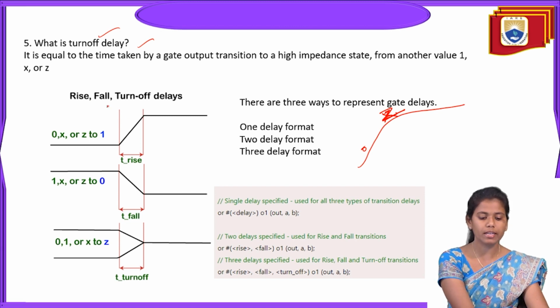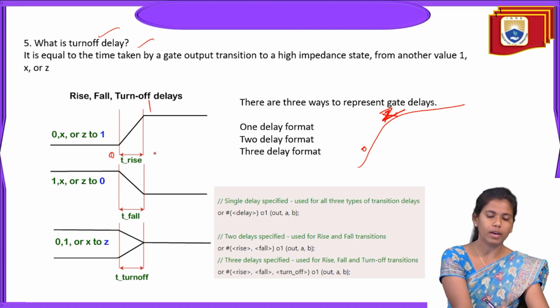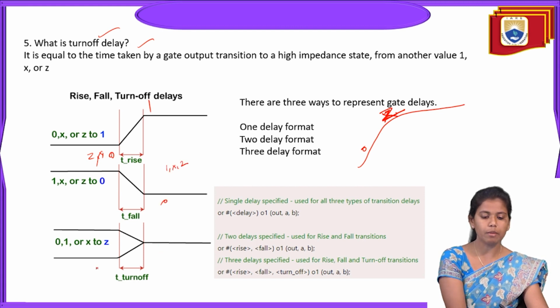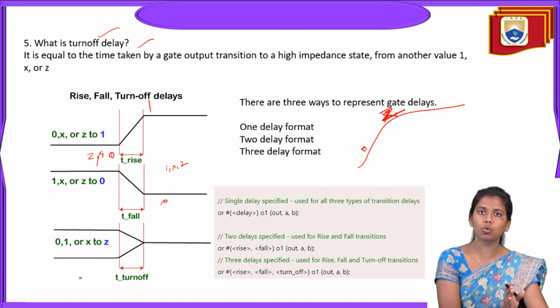If you observe here, this is the rise time, T rise. It is taking its position from 0 to 1. It can take it from 0, X or Z. And this is the fall time. Fall time is from 1, X or Z to the 0 value. And then coming to the turn off delay. The turn off delay is when the transition is going towards the high impedance state.